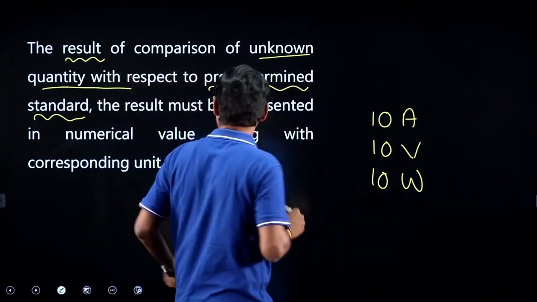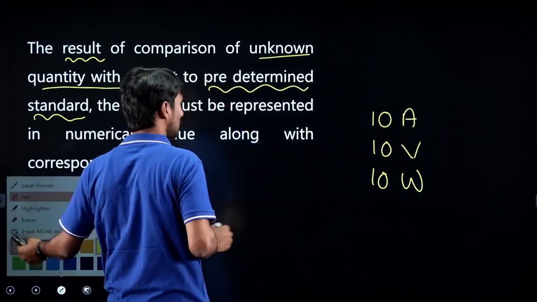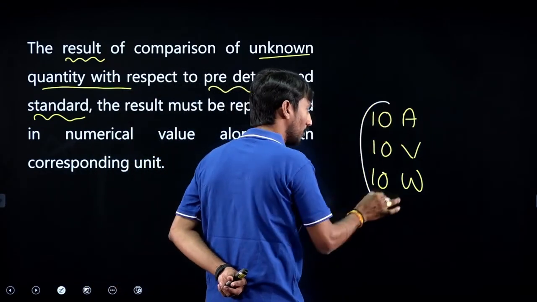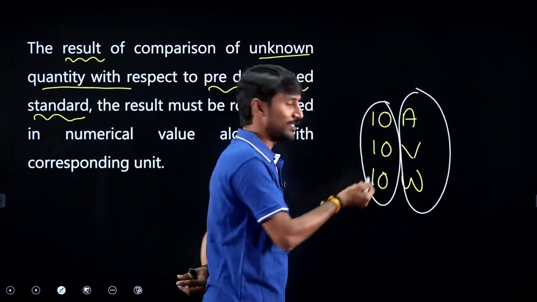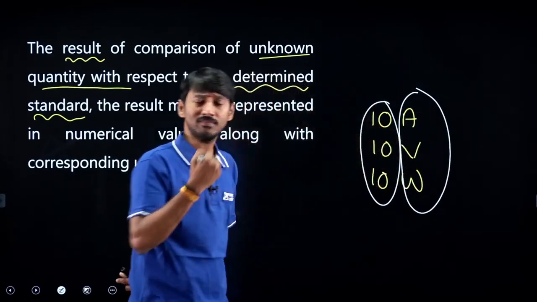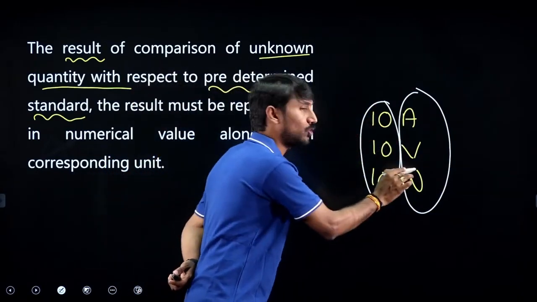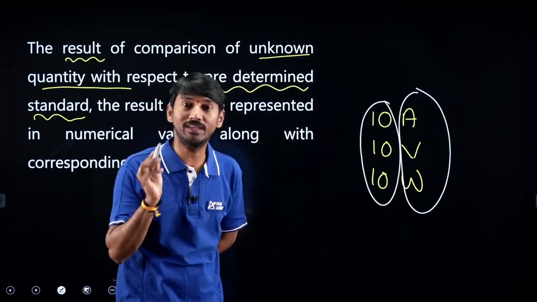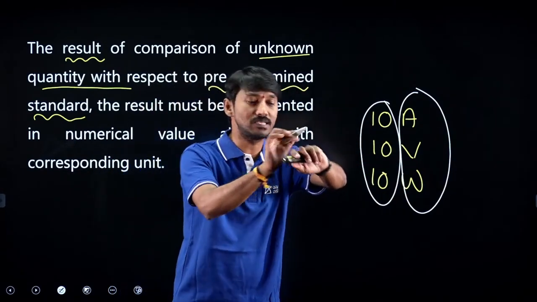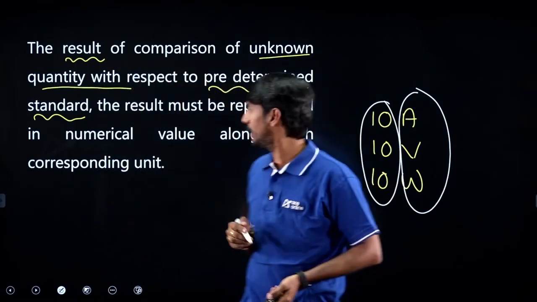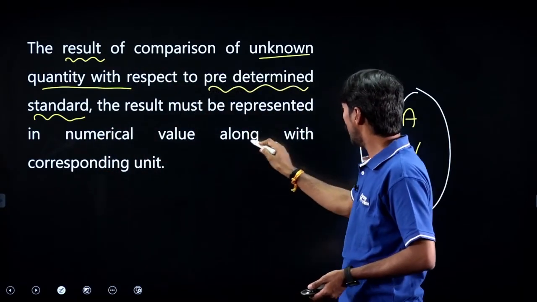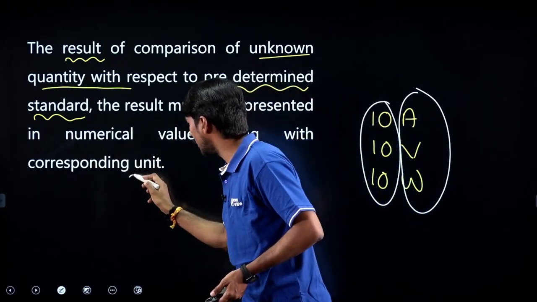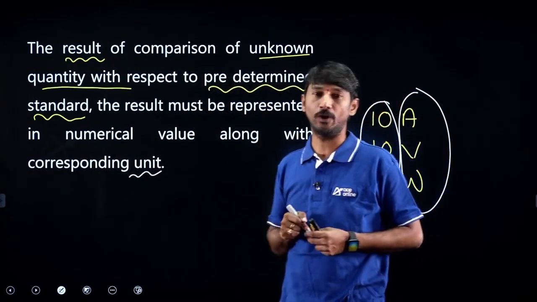What does it mean? The result must be represented in numerical form along with the corresponding unit. One is the numerical value and one is the corresponding unit. These two must be required. Then only we can say the measurement process is completed. That is what I gave you: the result must be represented in numerical value along with the corresponding unit. This we are supposed to follow.